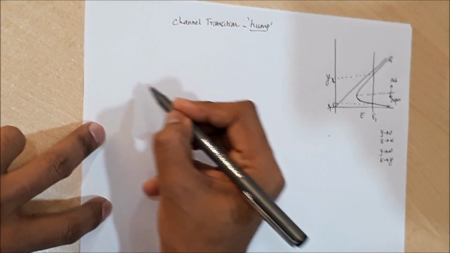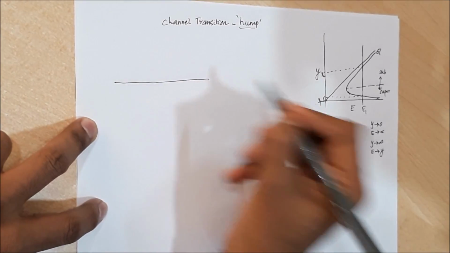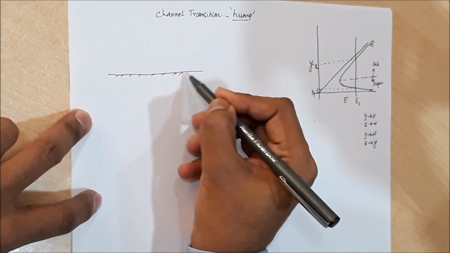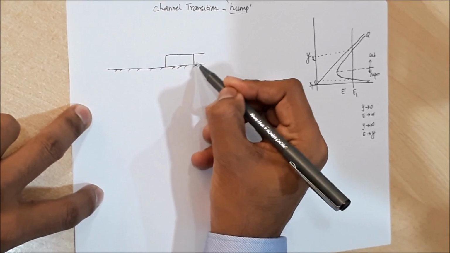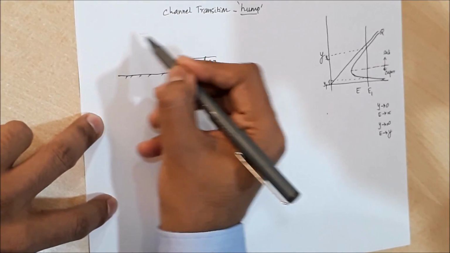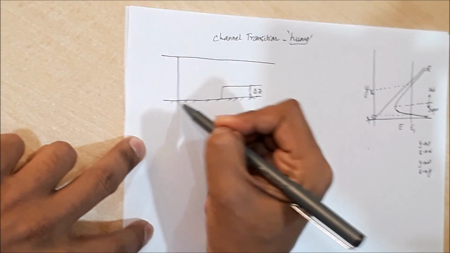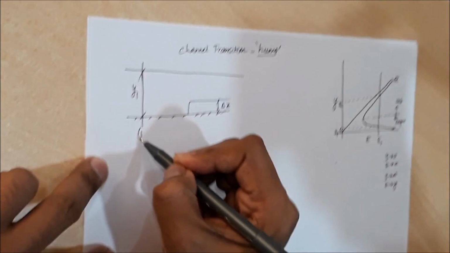Now let us take the channel with a hump situation. For discussion purposes, we are taking only a rectangular channel. So let's say this is the channel bottom, and this channel is provided with a hump of height, let's say delta z. Originally the flow is happening with a flow depth, let's say y1, throughout. So let's say this section is section 1.